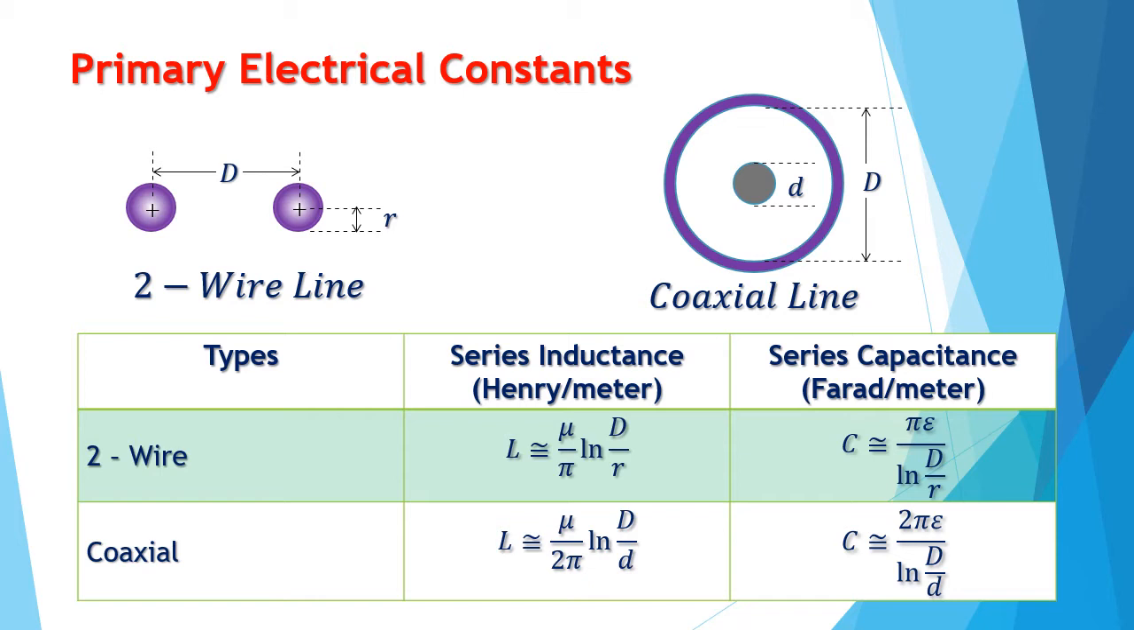And then for the series capacitance, we will solve with the unit of farad per meter. We have the formula for two-wire: capacitance is equivalent to pi times permittivity divided by the natural logarithm of the distance between the two wires divided by their radius. And then for coaxial, capacitance is equal to 2 pi times the permittivity divided by the natural logarithm of the outer diameter divided by the inner diameter.